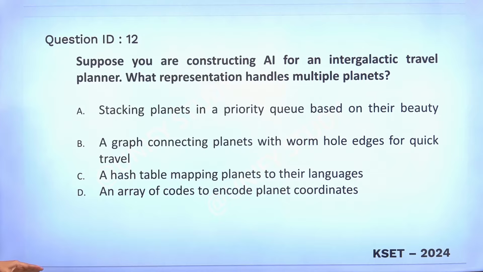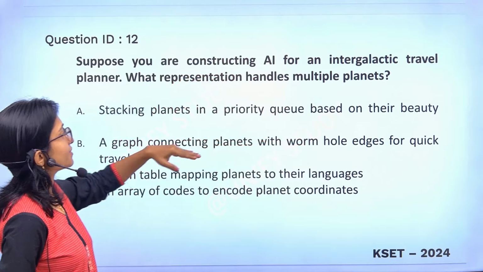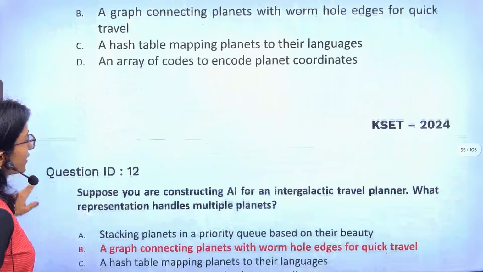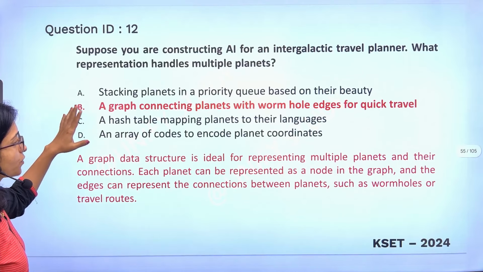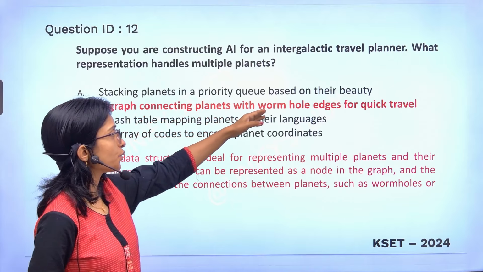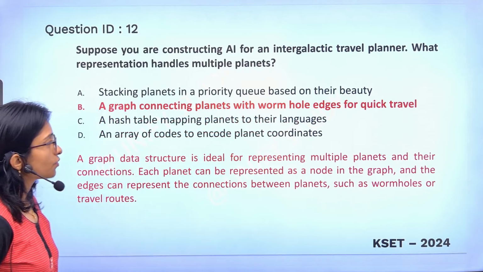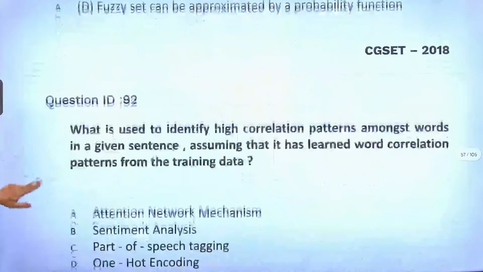Intergalactic travel, you are planning to go from one planet to another planet. So definitely it will be a graph. Every planet you have to represent as a node. So that's why a graph, connecting planets with wormhole edges for quick travel. Option B is the correct answer.